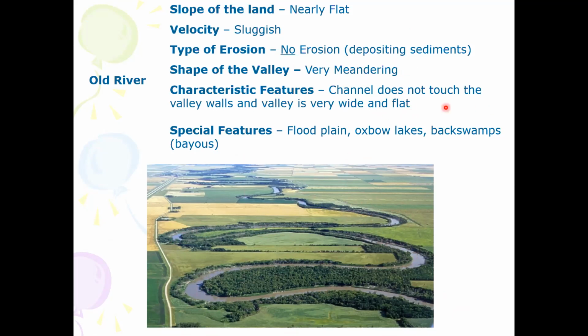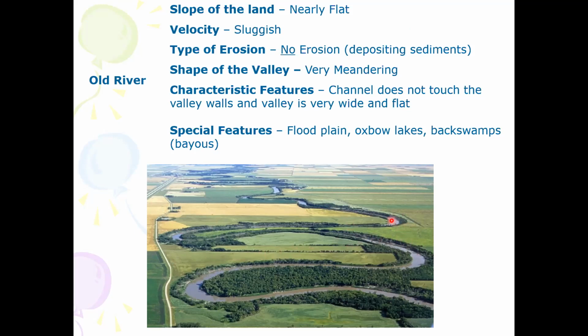Another key characteristic is it does not touch the valley walls. We can't see the valley walls anymore because it's so wide and so flat. There's obviously going to be lots of flooding in this area. Many oxbow lakes. So again, if let's say a flood occurred and it cut off this little piece here, this whole section right here would become an oxbow lake.